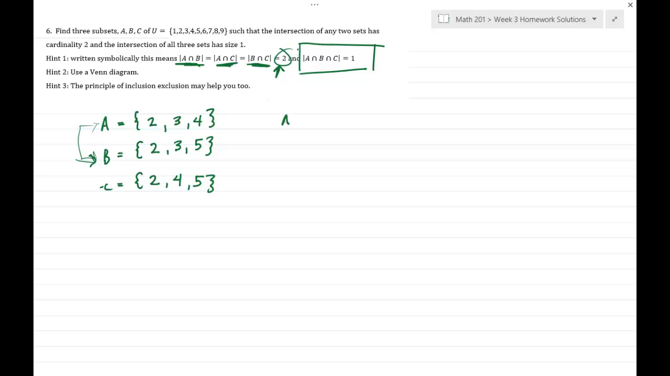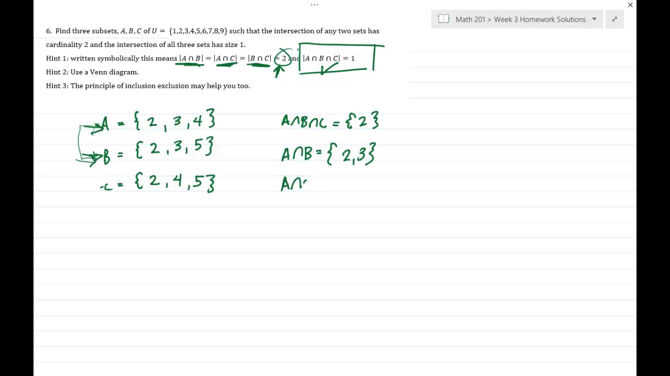Let's check. A intersect B intersect C. So this means any element that all 3 sets have in common. So that only includes the element 2. So the cardinality of the intersection is 1 because there's 1 element. Now let's check A intersect B. What do they have in common? A and B have just 2 and 3 in common. So the cardinality of that intersection is 2.